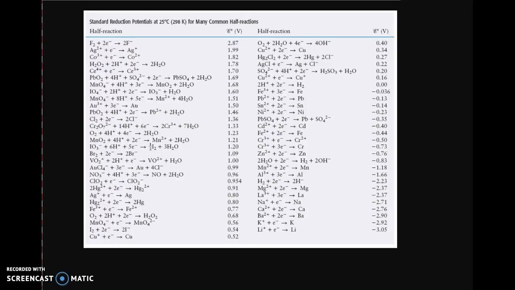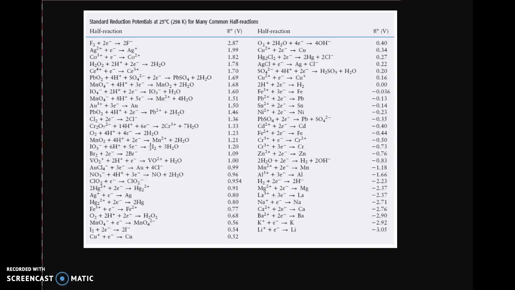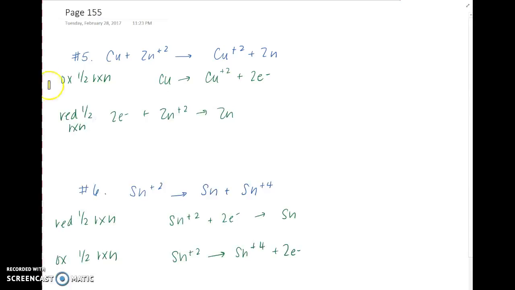So what you want to do is look at the reactions for number 5 and find them on this chart. So you're literally going to be looking for copper and copper plus 2, or zinc plus 2 going to zinc. The thing that you have to remember is that what you're looking at on that chart is a standard reduction potential. So when you have an oxidation reaction like you do in this part right here, you're not going to find it written the way we have it. You're going to find it written backwards. So go ahead and find those on that chart.